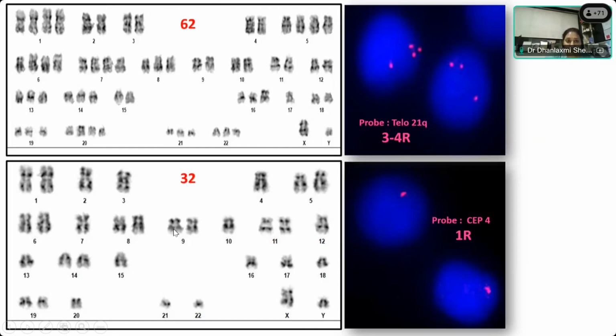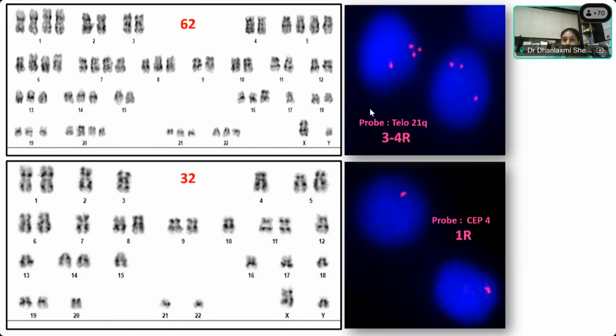The same case also has metaphases wherein the chromosome number is 32, and similarly in the same patient, some of the cells are showing centromeric 4 as one signal, right? So this is the same patient where a few are showing monosomy 4, and there is a hypodiploid clone and also a triploidy clone, right?